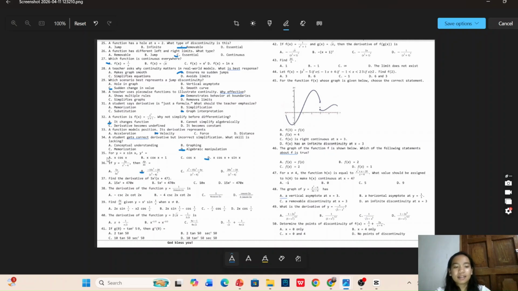We are now in number 35. The question goes like this: for y equals x sine x, find y prime. Among the choices, the correct answer is letter D. That is because we are applying the multiplication formula for derivatives.